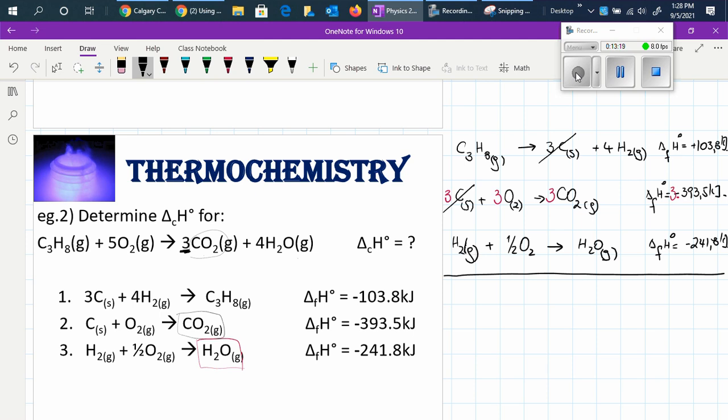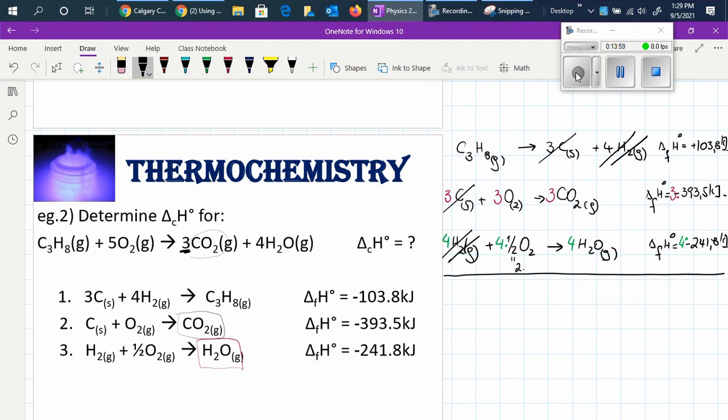Good, so now if we add all of those together, then we will see that the 3 carbons are canceled out, correct? Then we will have hydrogen here, and we have 4 hydrogens, so this will be 4 times negative 241.8. So 4 hydrogens and 4 hydrogens are canceled out. Then 4 times 1/2 is the same as saying 2.